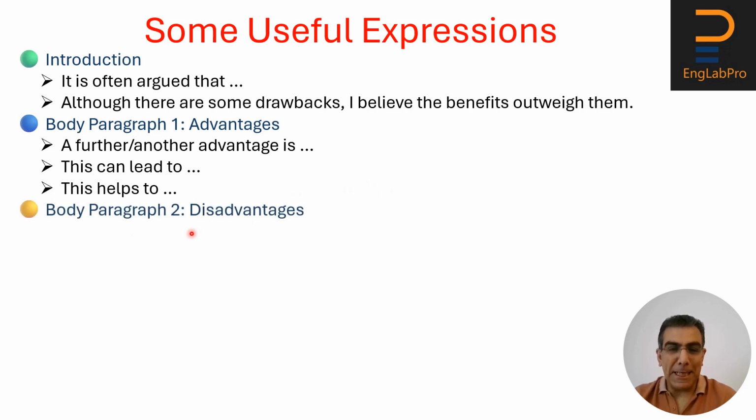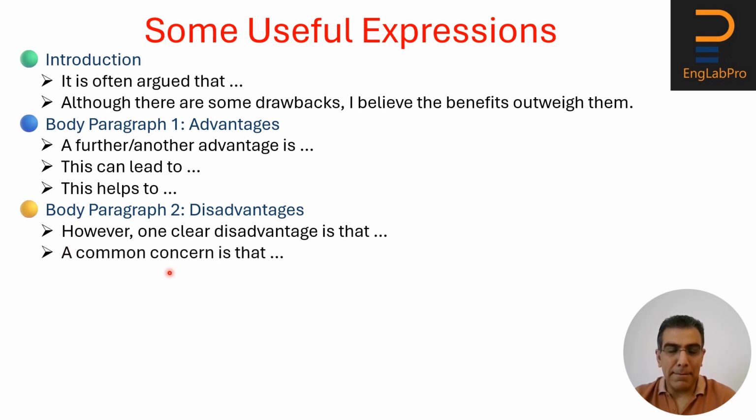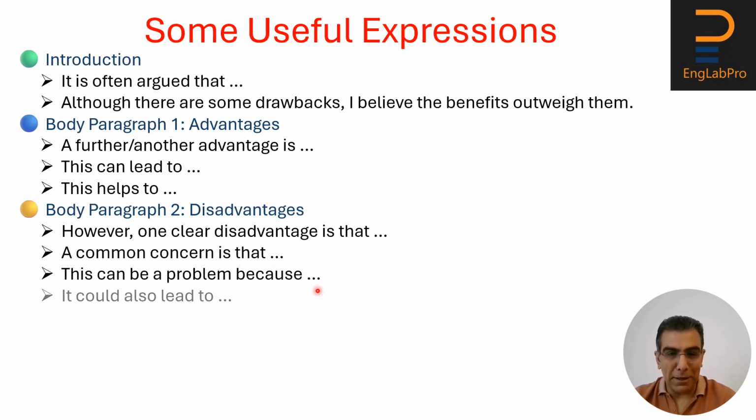And for the second body paragraph where the disadvantages are discussed, you can use this. You can say, however, one clear disadvantage is that, a common concern is that, this can be a problem because, or it could also lead to.